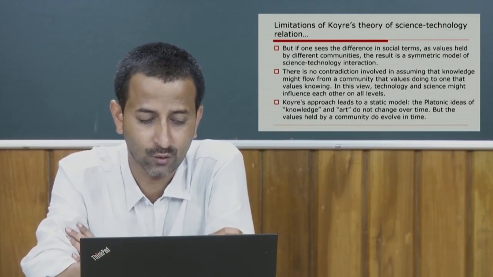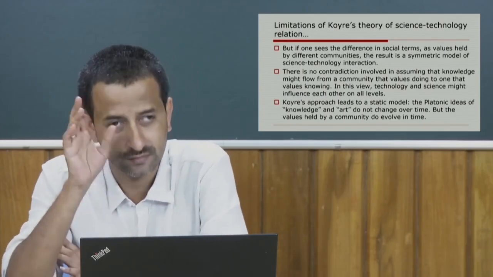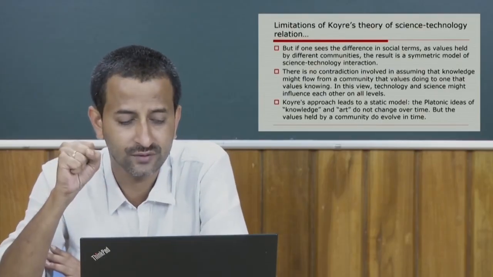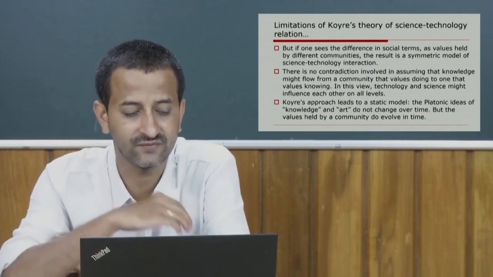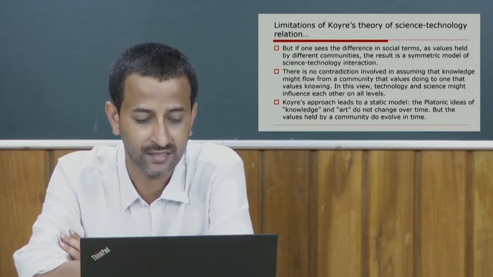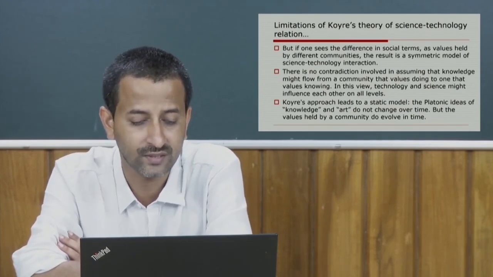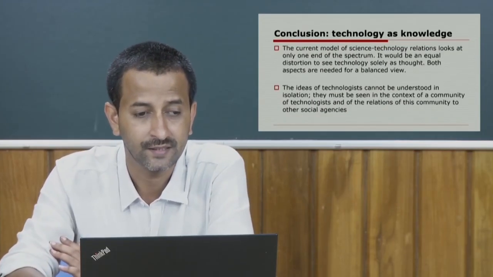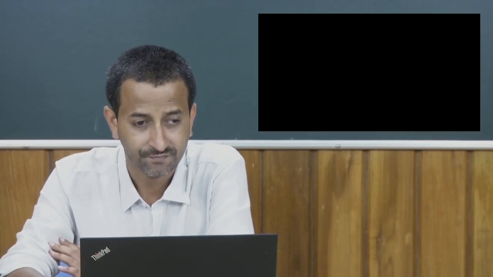Even if scientists and technologists continue to value knowing and doing, knowing means science and doing means technology. Even if they continue to value knowing and doing, the precise significance of these values will change because of the changing context provided by other values and ideas. Such changes are interesting and important subjects of historical inquiry, but they have been scarcely touched by historians of technology. Okay?